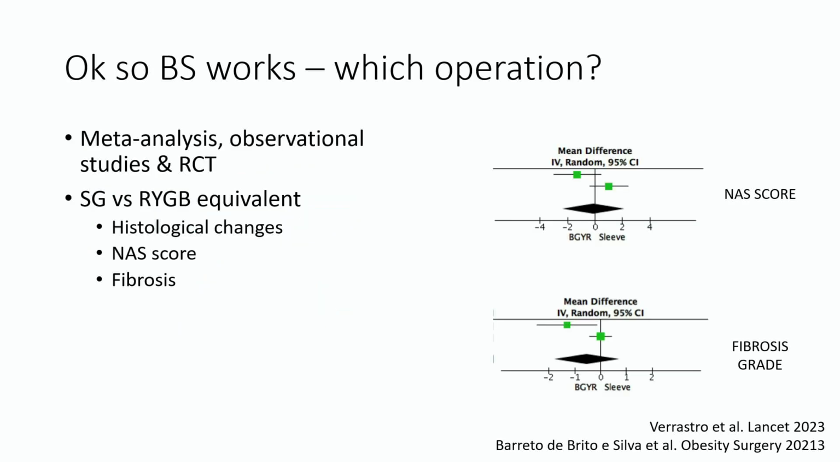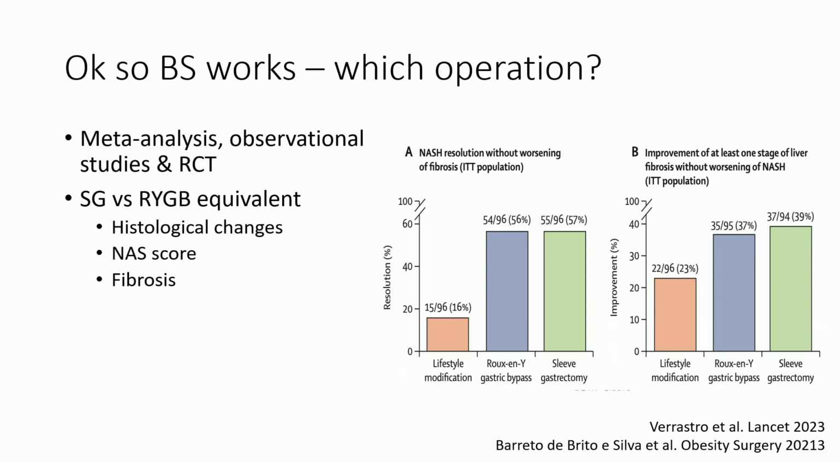So we've got evidence that bariatric surgery works. We've got that evidence in many comorbidities, but specifically in MAFLD disease. The next question is, what operation is best? Generally speaking, as was demonstrated in that randomised controlled trial, in terms of MAFLD outcomes, there is not a great deal of difference between a sleeve gastrectomy and Roux-en-Y gastric bypass, whether it be in terms of histological changes, the NAS score, or fibrosis. There's the data from our randomised controlled trial again.